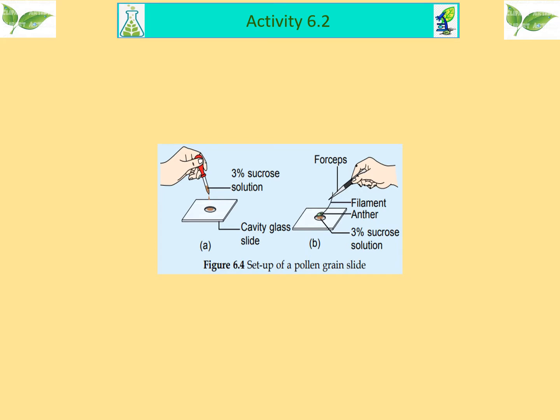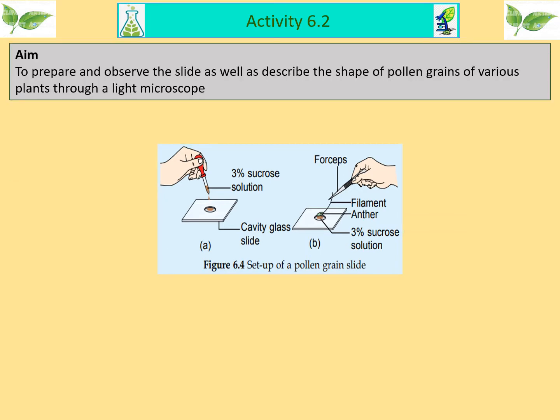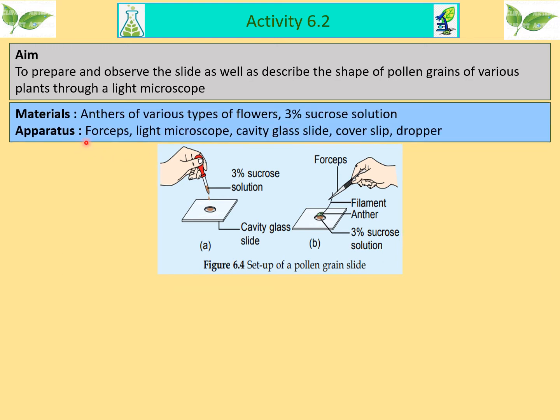Activity 6.2. The aim of this activity is to prepare and observe a slide as well as describe the shape of pollen grains of various plants through a light microscope. And these are the materials: anthers of various types of flowers and 3% sucrose solution. The apparatus: forceps, light microscope, cavity glass slide, cover slip, and dropper.